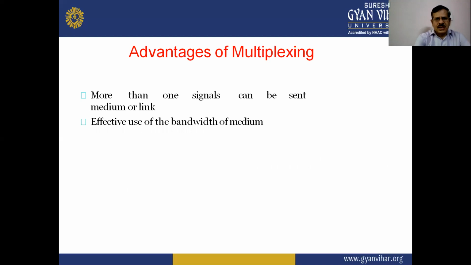So what is the advantage of multiplexing? More than one signal can be sent over a medium or a link. Next one is effective use of the bandwidth of the medium. So in this multiplexing technique, there is effective use of the bandwidth of the medium.